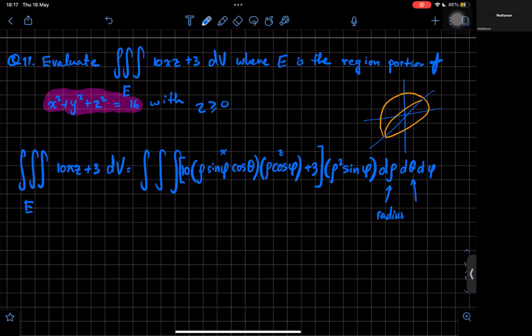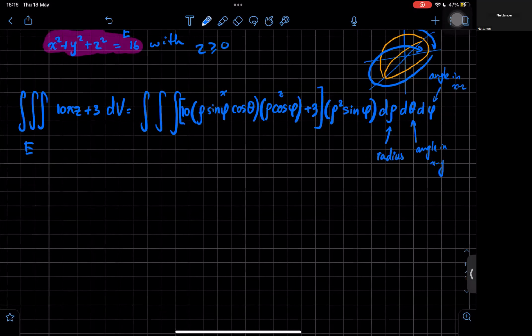Theta is the angle in the xy plane. And phi is measured from the positive z axis to the negative z axis, so it's going like this. This is phi. The theta is going around the xy plane like that.